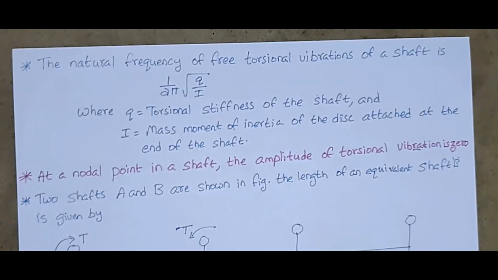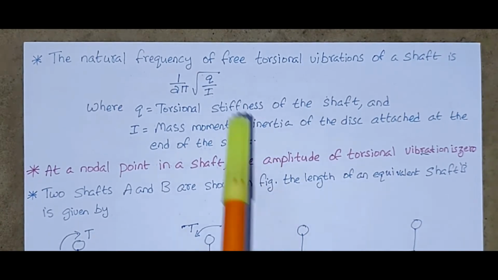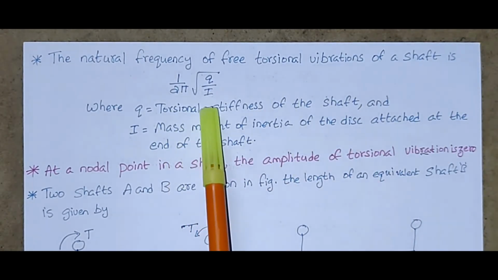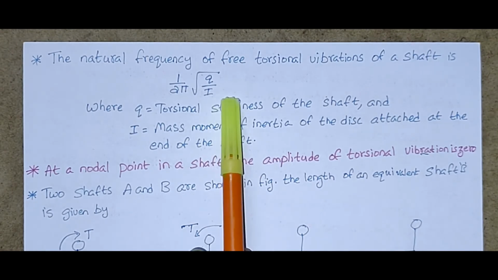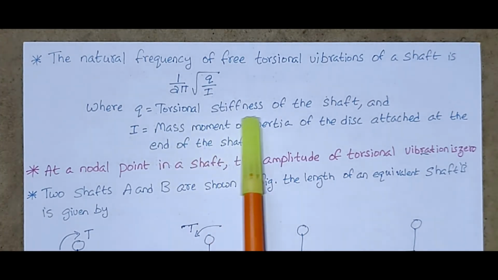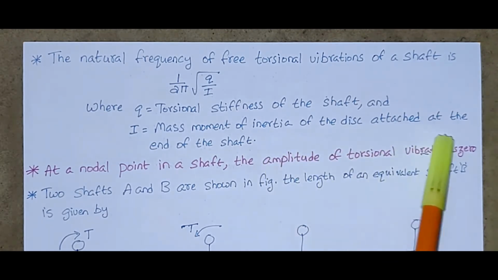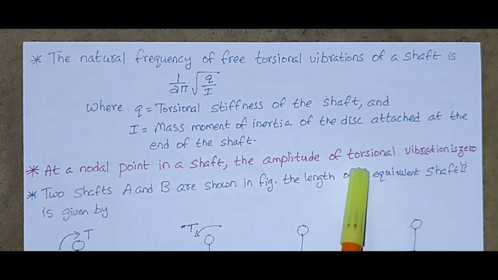Now we'll discuss vibrations. The natural frequency of free torsional vibrations of a shaft is 1 by 2 pi into root of q by I, where q is the torsional stiffness of the shaft and I is the mass moment of inertia of the disc attached at the end of the shaft. At a nodal point in a shaft, the amplitude of torsional vibration is 0.